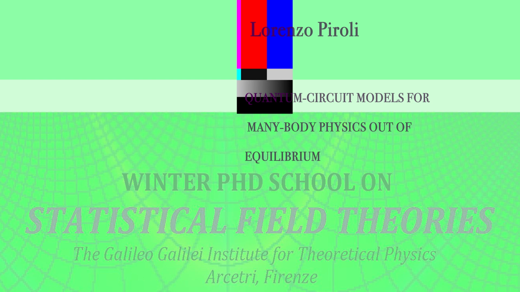This is what in Vanicat's group they call the influence matrix. It's this object here.